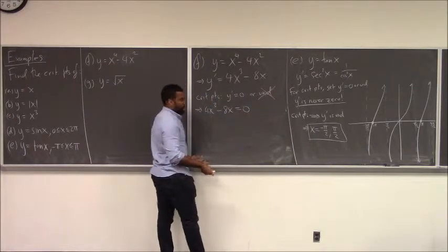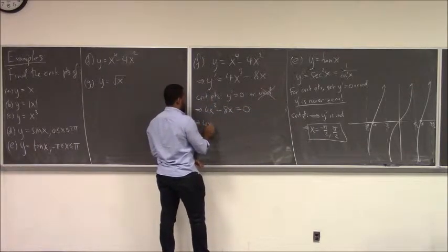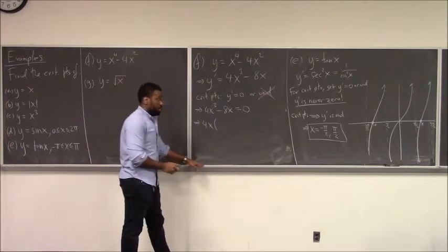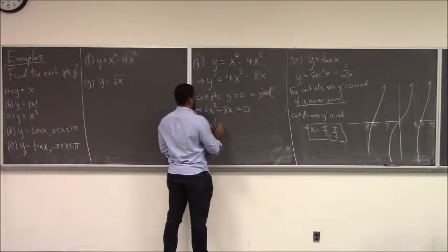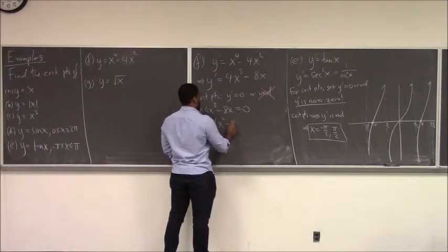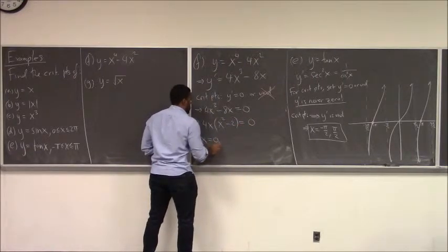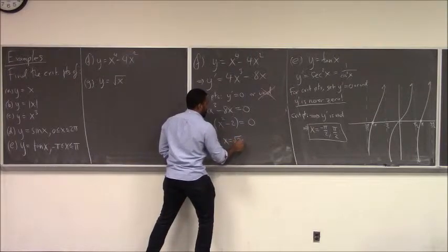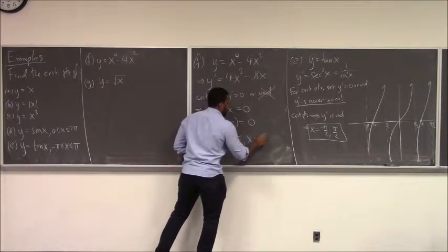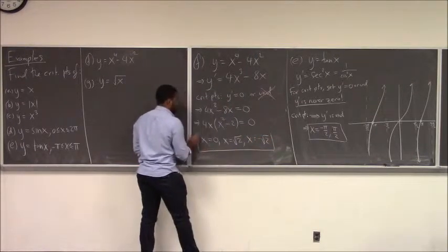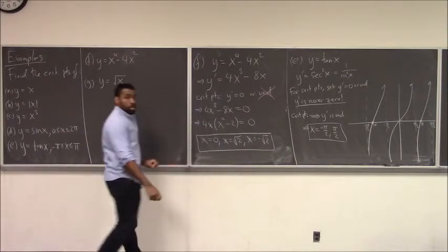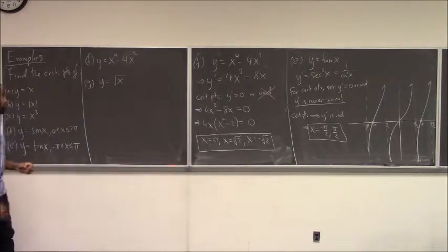Now we just have to solve that equation, which by now should be fine. Just factor out a common term, and that will give us x squared minus 2. So you get x equals 0, x equals radical 2, x equals minus radical 2. Those are your critical points. This one has 3 of them.